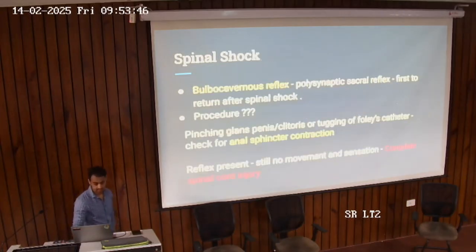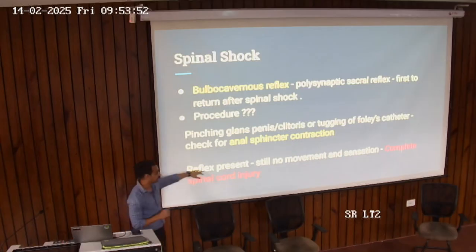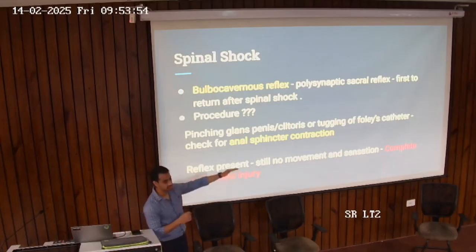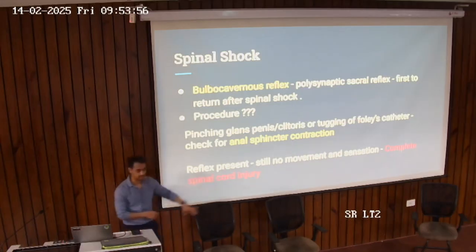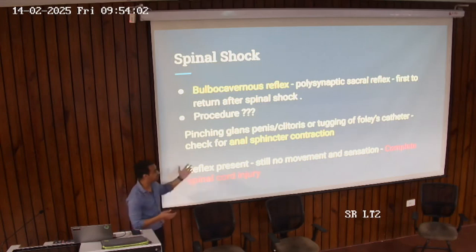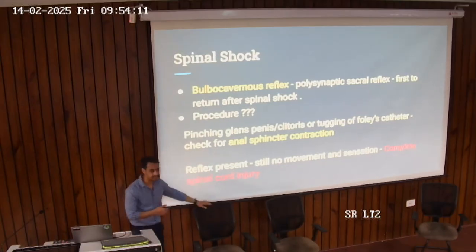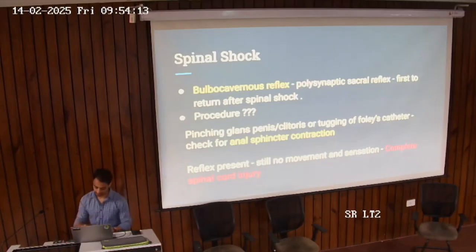So if the bulbocavernous reflex is present, and there is still no movement and sensation, then you characterize it as spinal cord injury. So basically, when the patient gets injured, up till 48 hours, you cannot tell whether it is a spinal shock or a spinal cord injury. So you have to wait for 48 hours for spinal shock to recover. Only then you will know whether it is a complete injury or just spinal shock.